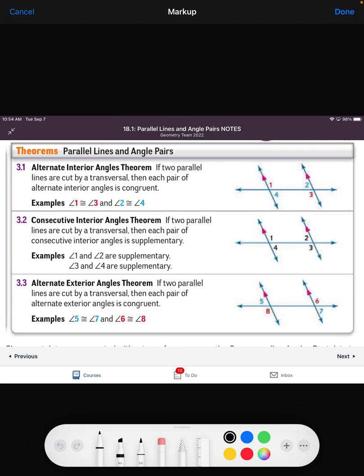So our alternate interior angles are going to be 1 and 3, and 2 and 4. And see that they're on the inside, the interior, between the two parallel lines.